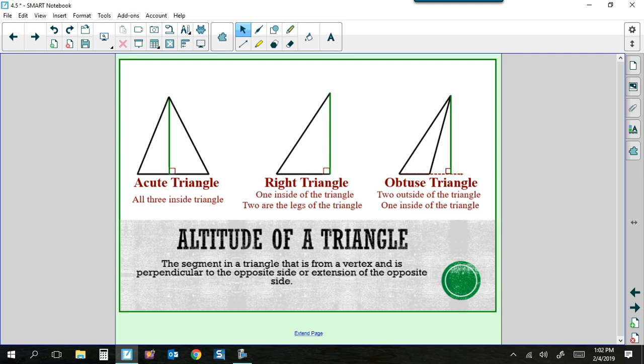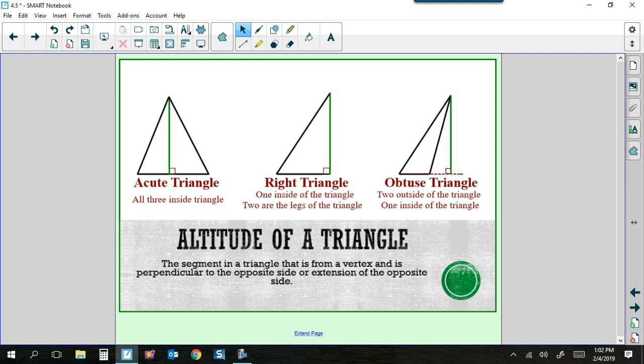With a right triangle, because you have to come from a vertex and be perpendicular to the opposite side, the 2 legs of a right triangle are 2 of the altitudes. The third one would be inside right here. If this became the bottom, the altitude would go this way. Lastly, obtuse, which is what I gave you at the bottom that we're going to be constructing, because it's the most complicated. Two of your altitudes are going to fall outside of the triangle, and then the one from the obtuse angle will fall on the inside.